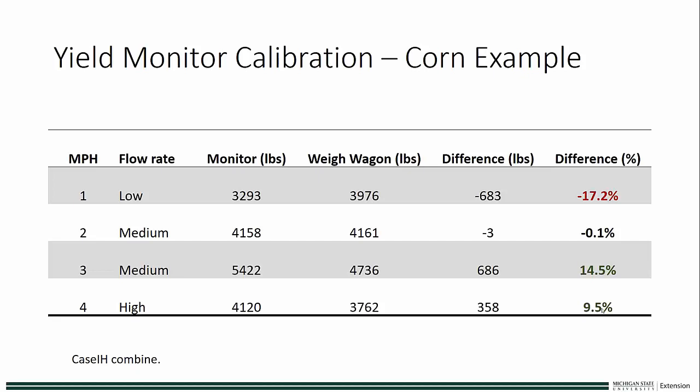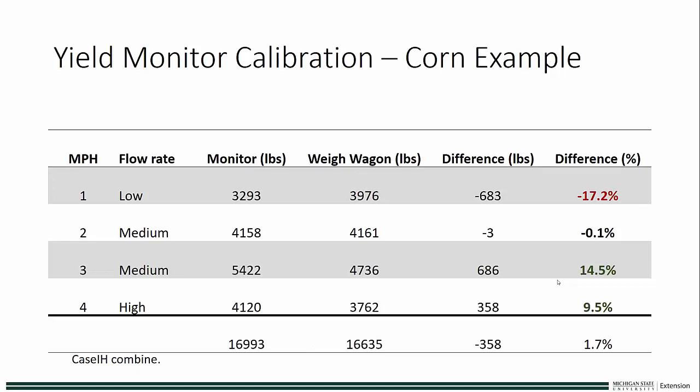Now you might say, well, he said he thought he had this thing calibrated. Well, if you add up the total pounds that the monitor said for these 4 calibrations, it was 16,993. What we weighed in the weigh wagon was 16,635, only a 358 pound difference, or 1.5%. So he was going off of this, which is what the calibration wizard will give you. The calibration wizard will get you this close overall. But if you want to know your yield at low and high and be accurate in those areas, you've got to do this 4-point calibration.